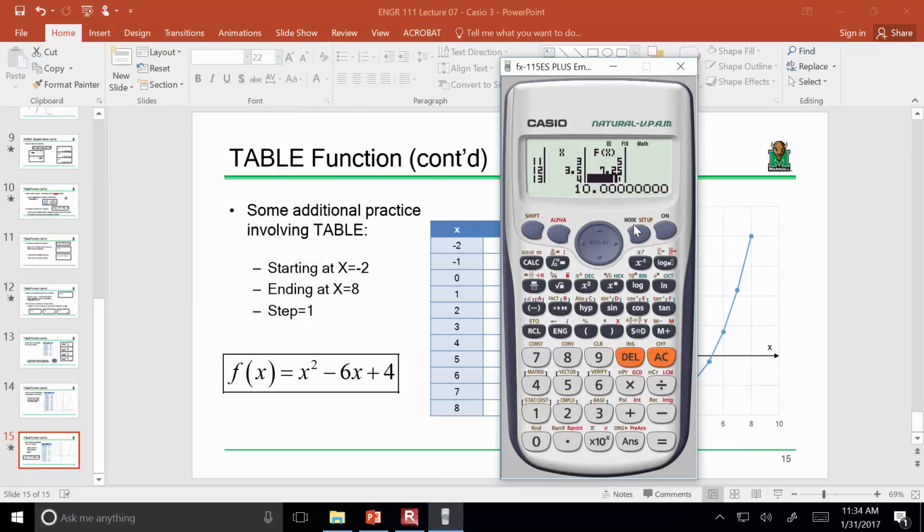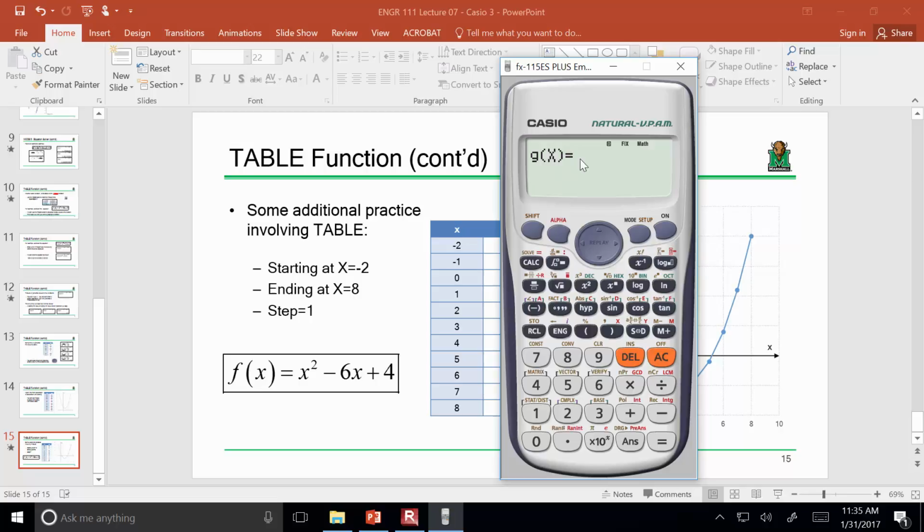All right, just to make sure I'm in the right spot, I'll go to mode 7 for table. We have to type in the equation, so it will be alpha x squared. This time I'll do it the other way. I'll do the power of 2, and then I have to use the arrow key to get down out of the exponent, minus 6 alpha x plus 4.